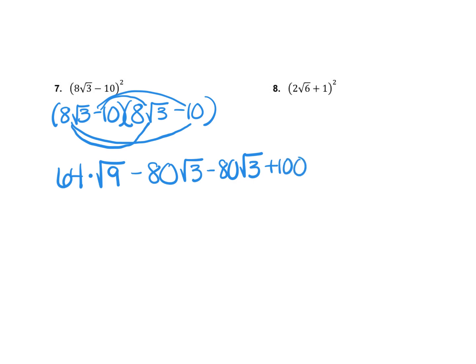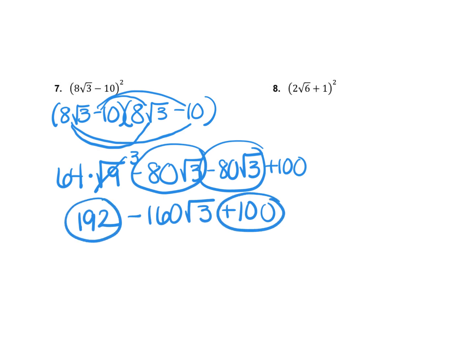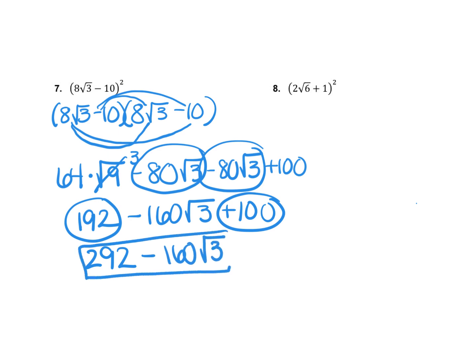All right, so now let's simplify some things. I know that the square root of 9 is 3. So now let's simplify that. 64 times 3 gives us 192. And we're going to then combine these. We have minus 160 times the square root of 3, and we have plus 100. Now, notice we can still continue simplifying by adding these two together. So we'll have 292 minus 160 times the square root of 3. All right, so now we've got that all simplified.